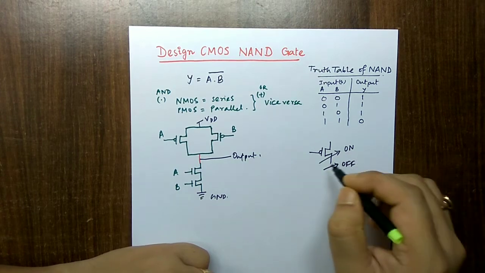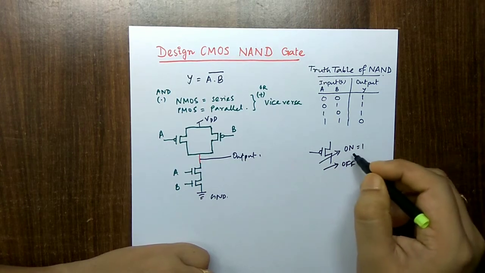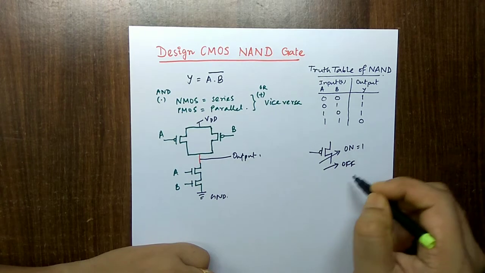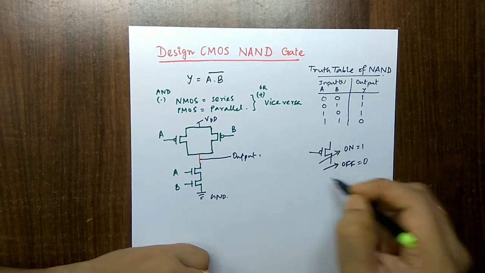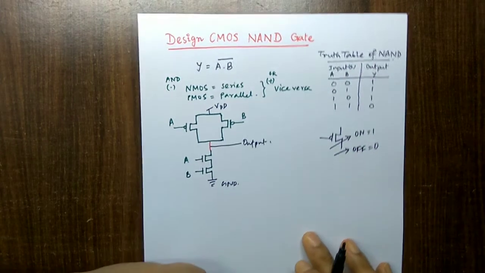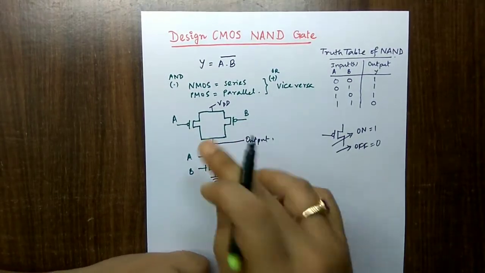If the PMOS surpasses logic 1, then we call it on. If the PMOS surpasses logic 0, then we call it off state. So using this particular principle, we are going to see here. What are we going to see?